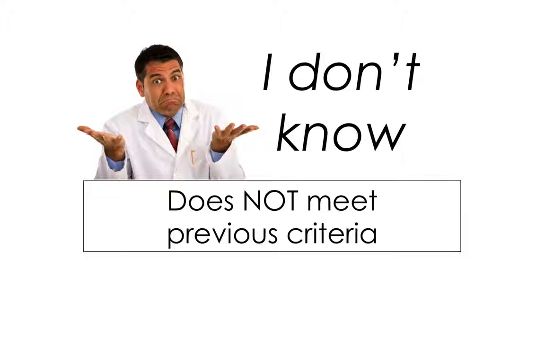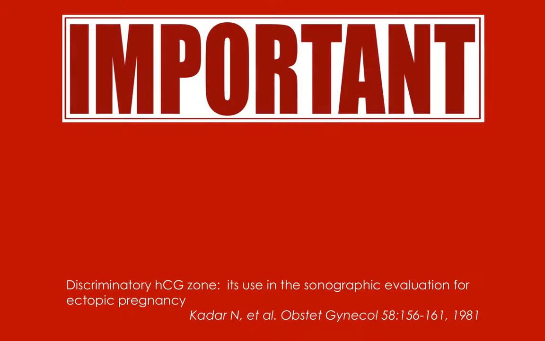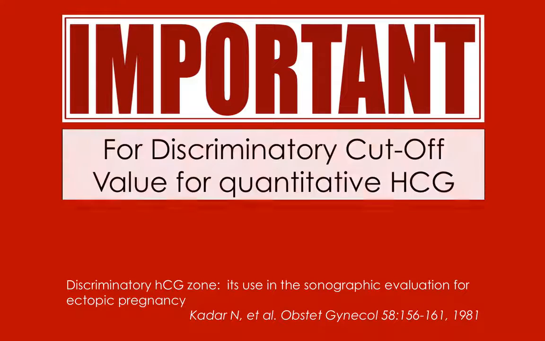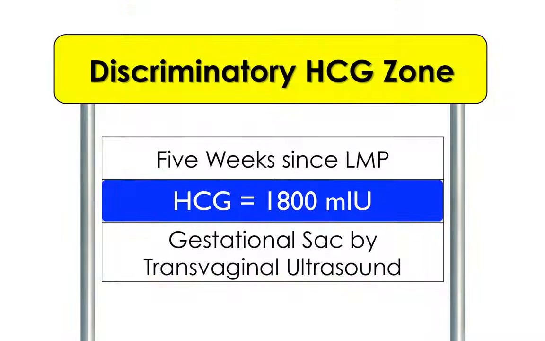However, there will be cases where what you see does not meet any of these criteria. Now you must acquire a quantitative HCG measurement to assist in managing this patient. In 1981, Cater and his colleagues established a very important concept for the sonographic evaluation of ectopic pregnancy called the discriminatory HCG zone. This concept stated that for a discriminatory cutoff value of beta HCG, an intrauterine pregnancy should be visible on ultrasound. The discriminatory HCG zone has used different values as cutoffs for different stages of pregnancy.